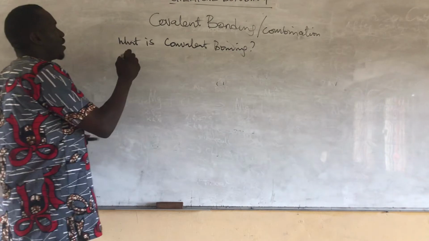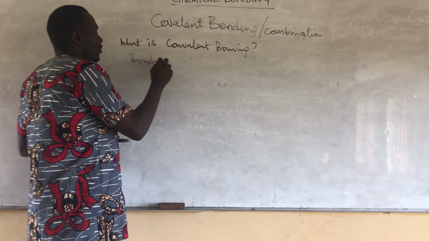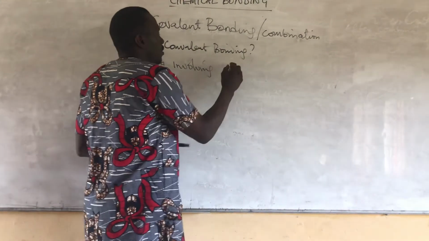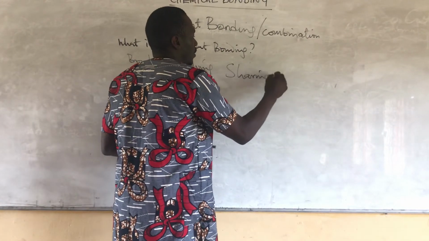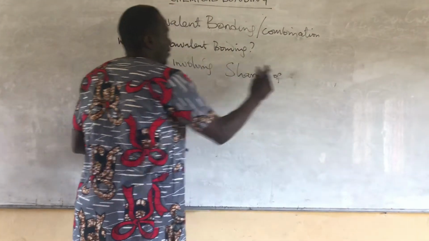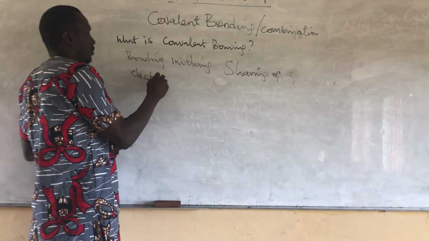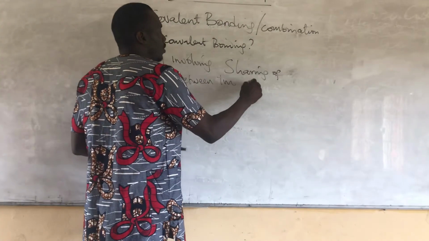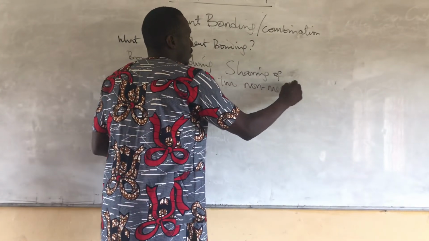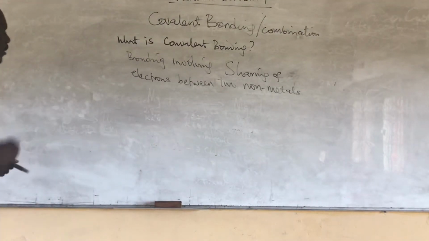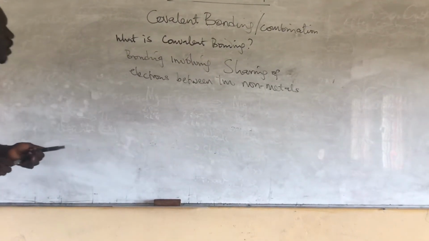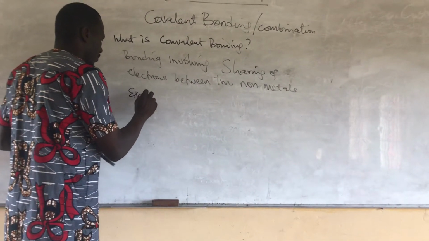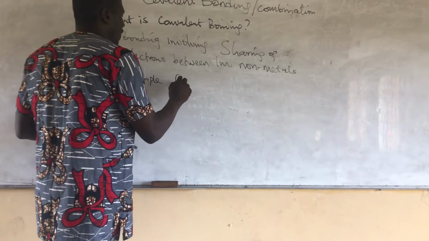So let's see. We said covalent bonding is a bonding involving sharing of electrons between two non-metals, which leads to formation of molecules. Let's quickly see an example: formation of water molecule.